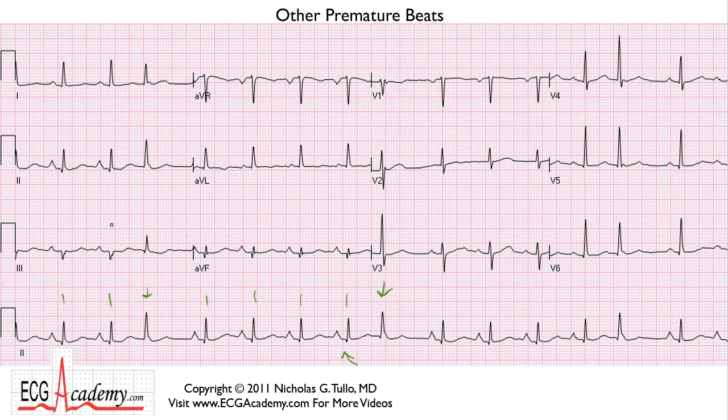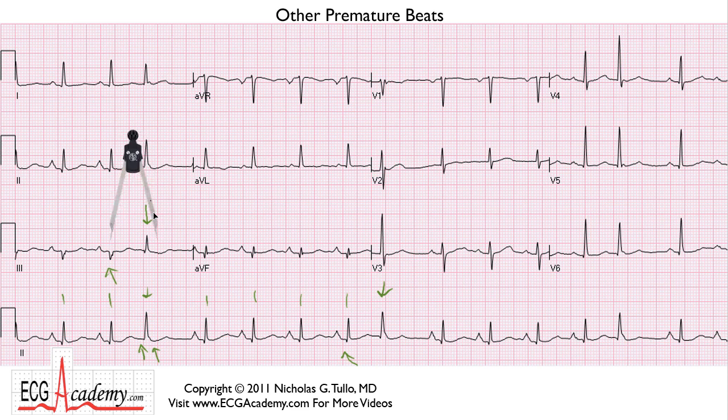In fact, if you look at this beat here in lead 3, it's going in the opposite direction from the underlying conduction system. So it does not look like a junctional premature beat, but yet there's no P wave either before or after it. So what is this beat? Is it coming from the atrium? Is it coming from the ventricles? Well, let's take our calipers out and see if we can figure out what's happening.